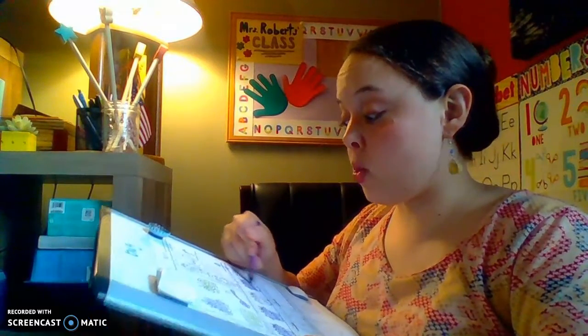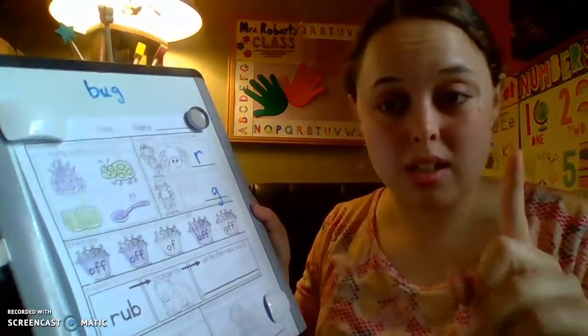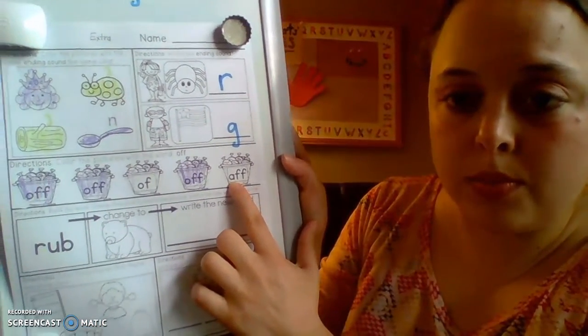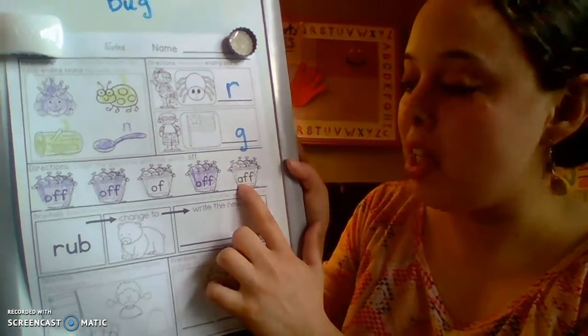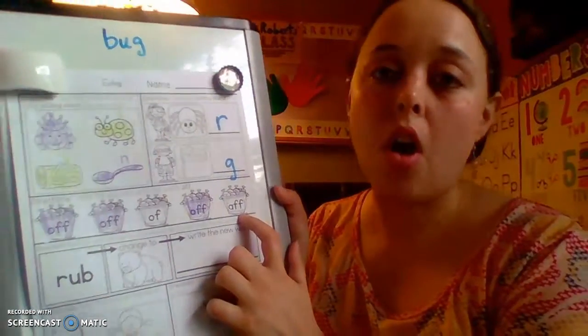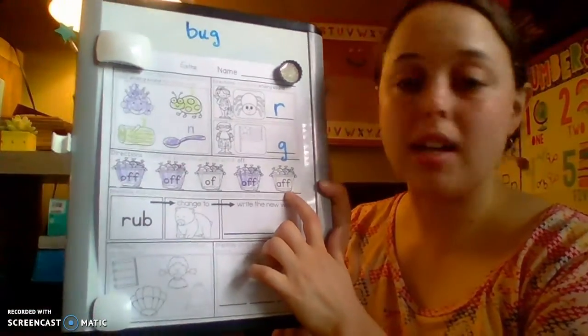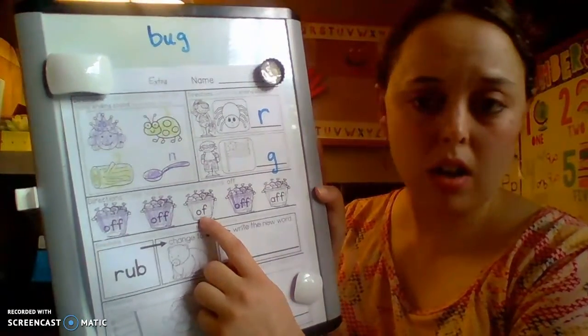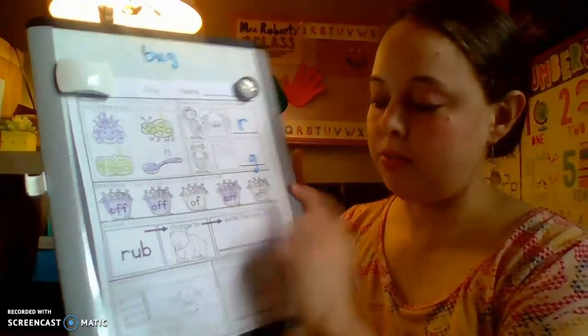Now, the last one wants to be tricky, so you need to be careful. Look at it. Is that an O? No, that's not an O. That's an A. That says A-F-F. That is not the word off, and that is not a word. So I'm not even going to color it. That one's a word. That's of, but it's not off. So we didn't color these two. This one can be kind of tricky too.